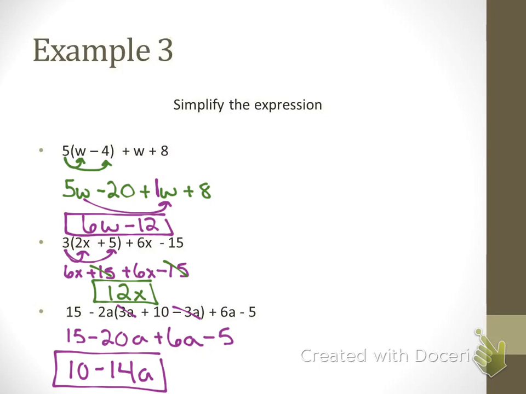All right. Like I said, that's one of the harder ones. If you understand that, that's everything you need to know for 7.2.